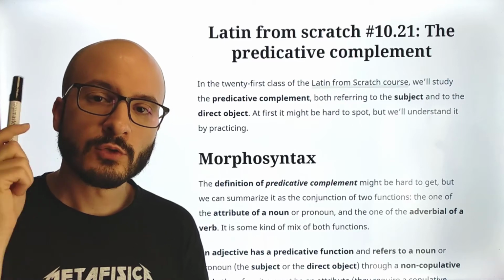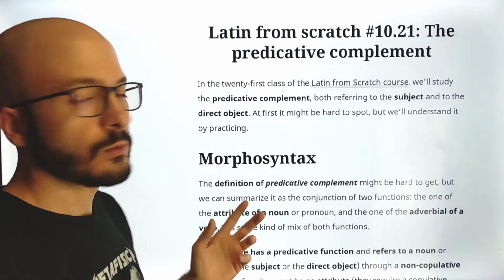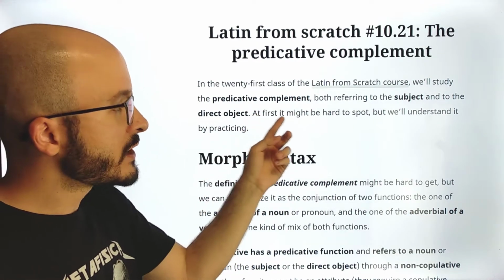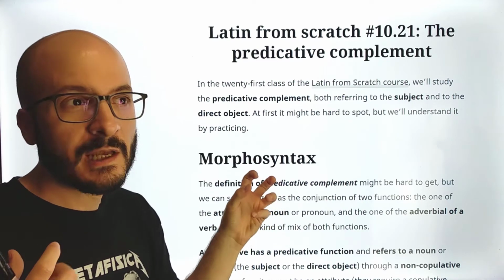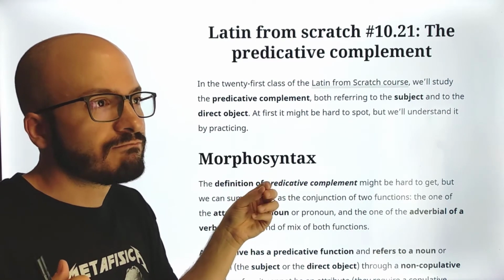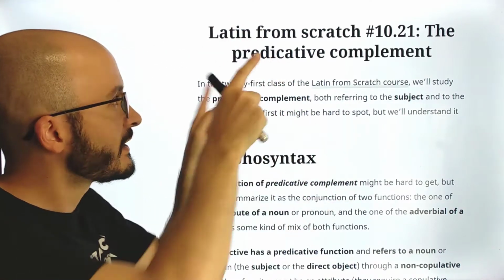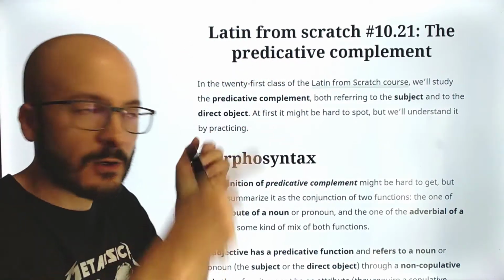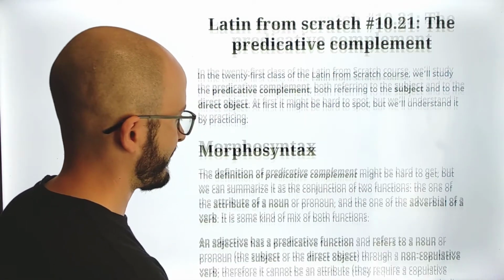Latin from scratch, 21st class, the predicative complement. And here we have to be careful because at first it might be hard to spot. Like at first, this complement, we might say this is many things, but no, it's not the other many things. It is predicative complement. Okay, so we have to learn how to spot it, how to identify.